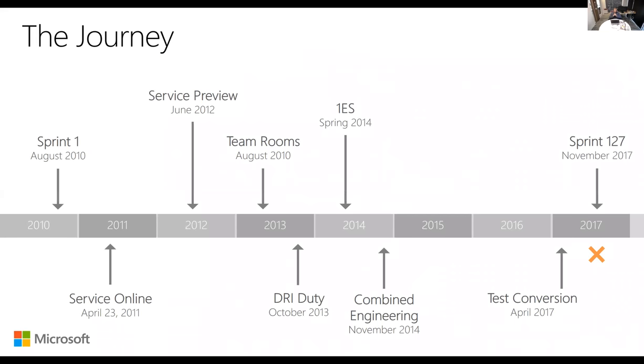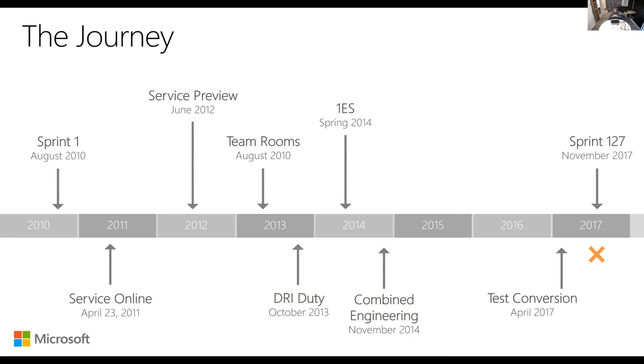To put a little perspective on it, a DevOps journey, moving from what I'd call classic traditional waterfall software development to a modern cloud cadence development process, is a long journey. It doesn't happen overnight. Here's a little bit of timeline for us. We started our journey in August 2010, with the adoption of Scrum as our project management methodology.